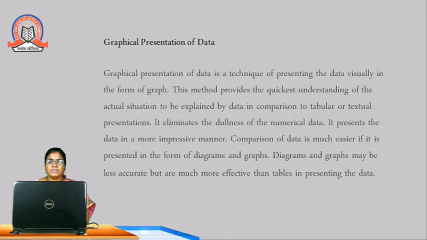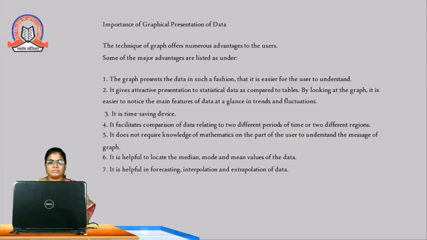Numerical data will not give us the idea of the full data. So converting the data into graphical representation helps us to understand the meaning of the data in very little time and effectively. The diagrams and graphs may be less accurate but more effective than the numerical representation.